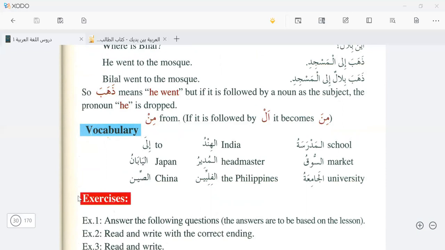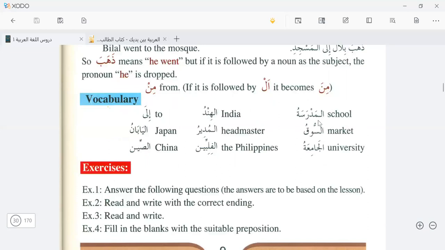So I read the vocabulary, teacher. Yeah, read the vocabulary also. Bismillah. Al-madrasatu, school. As-suku, market. Al-jami'atu, university. Al-hindu, India. Al-mudiru, headmaster. Al-filibaini, the Philippines. Ila, to. Al-yabanu, Japan. Asini, China. Thank you.